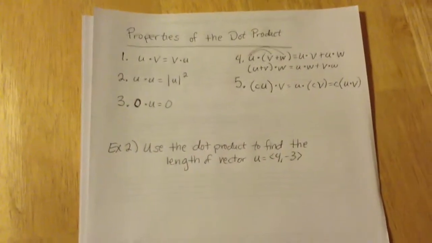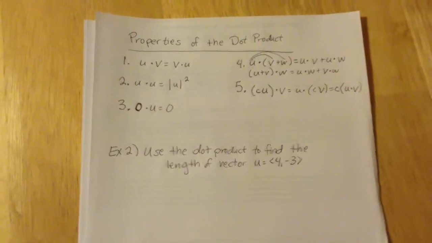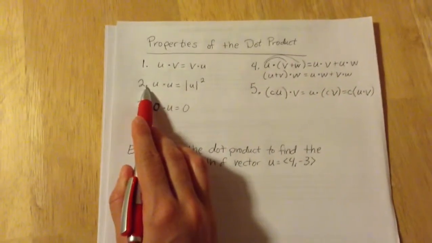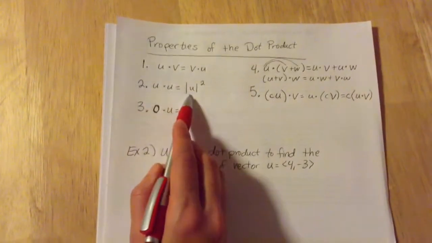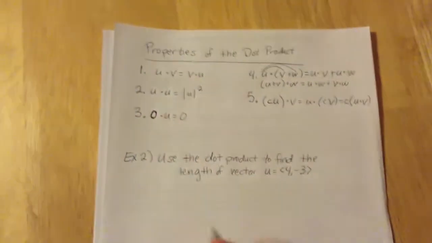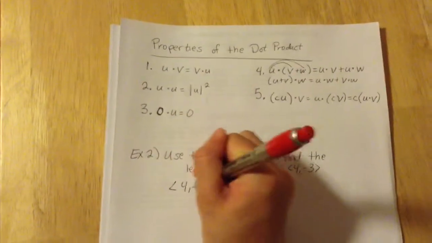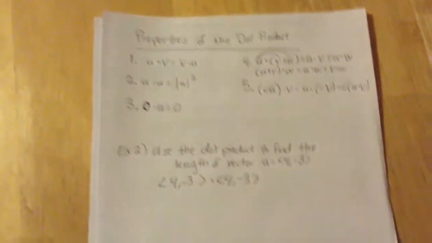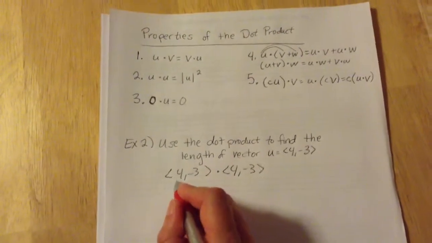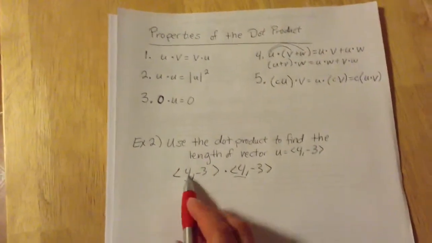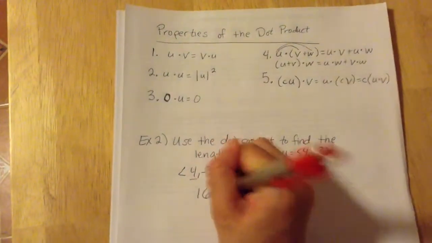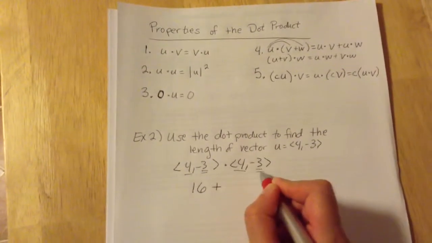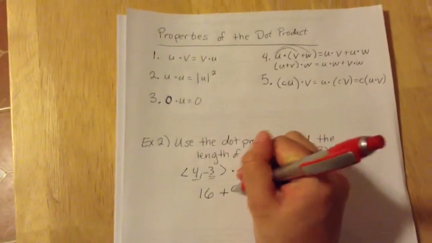Example 2 says, use the dot product to find the length of vector u if vector u is (4, negative 3). We'll use property number 2 by finding the dot product to find our magnitude. To find the dot product, we'll multiply the x's together. So 4 times 4 would be 16, plus multiplying the y's together, negative 3 times negative 3, which is 9.